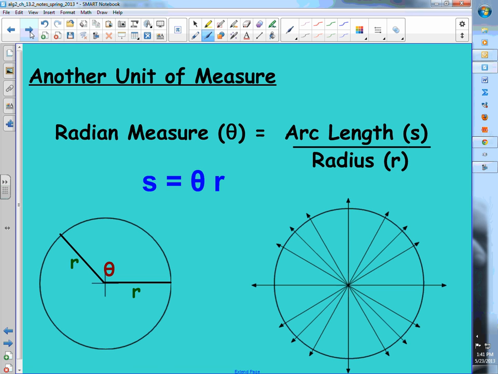A radian measure: arc length divided by the radius will give you the radian measure, by definition. S is arc length. R is your radius. Theta is your angle. So if we solve for the arc length, S is going to be theta times R, only when you are talking about radians. This does not work unless you're talking about radians.